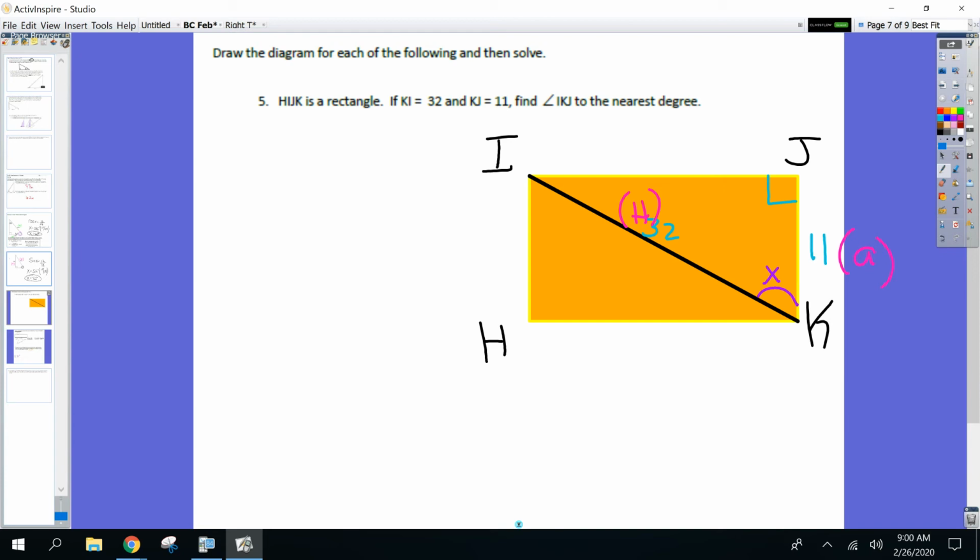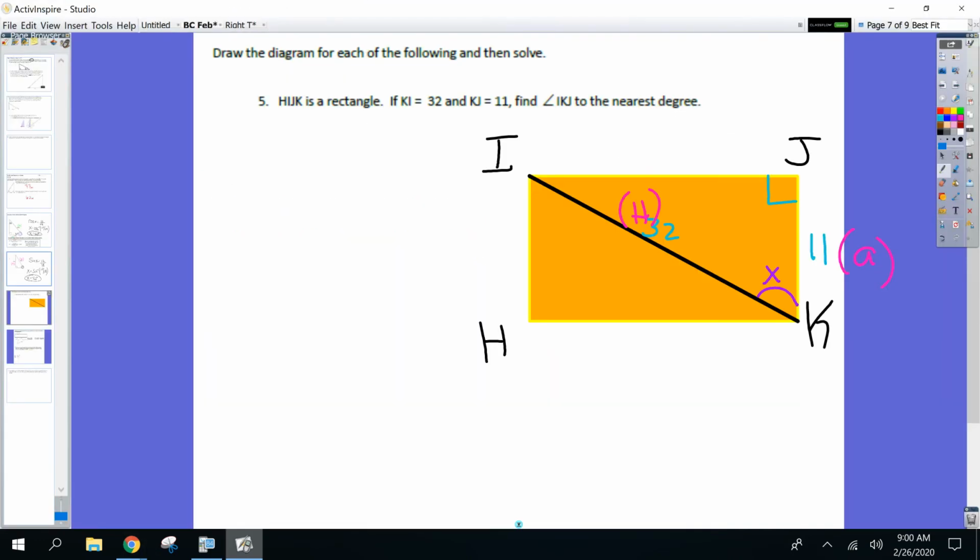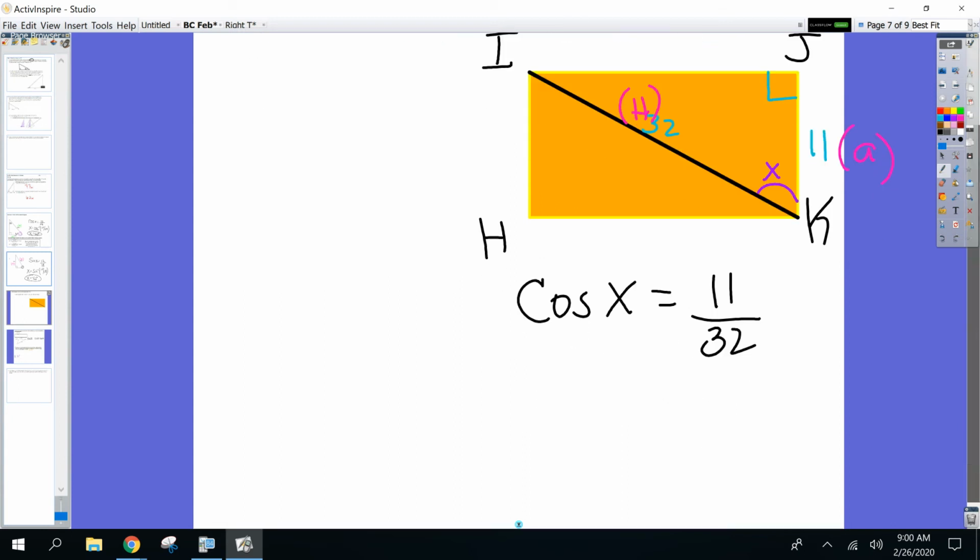Gonna keep asking, what ratio? This should be good on this one, huh? It is cosine. Good. Cosine of angle x equals adjacent 11 over hypotenuse 32. Let's do the inverse of cosine.